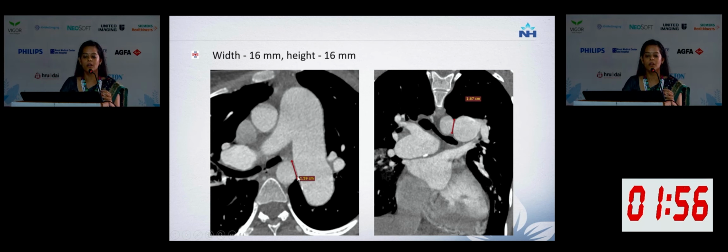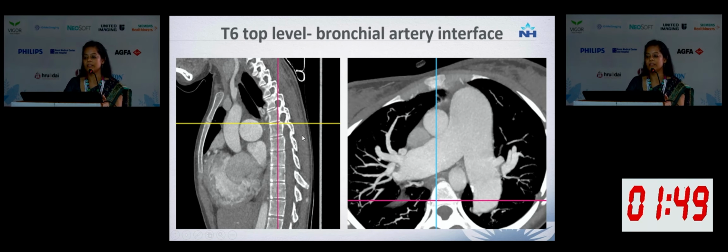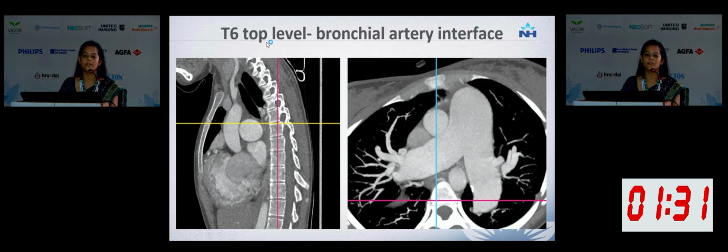So it's around 16 by 16 millimeter contact, correct? Then at that 16 by 16, we have to very minutely examine. At T6 level, there is some small bronchial artery between the aorta and the LPA. Essentially the shunt is going to be between these two, so there can't be anything between that. So this level is out. I would tell them, don't go at top level of T6. There are small bronchial arteries.